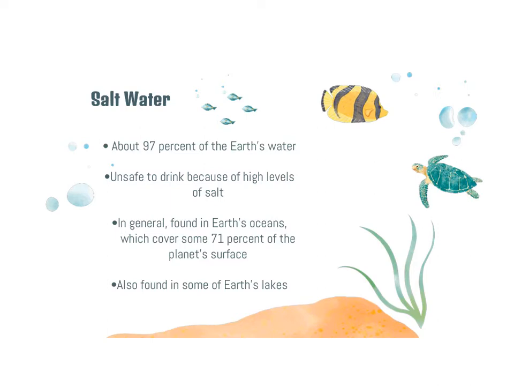Also, some salt water you can find in some of the Earth's lakes. For example, the Great Salt Lake in Utah is an example of a saltwater lake. As salt and other minerals have collected in the lake, which has no outlet, the water became salty.